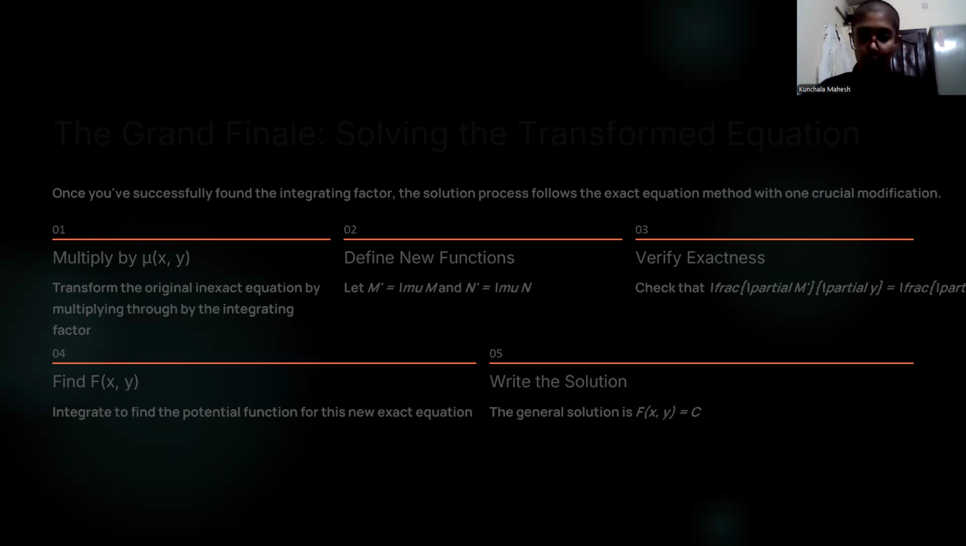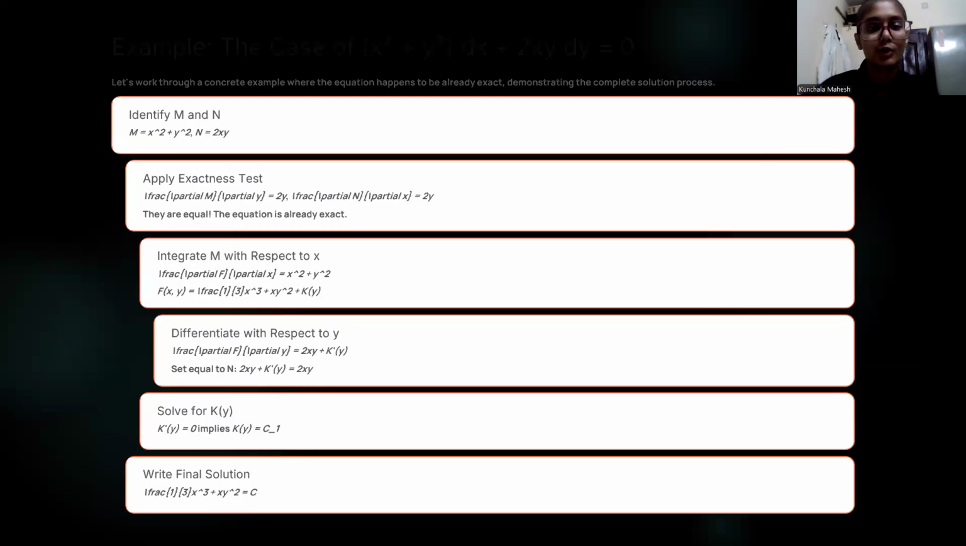You know how to verify exactness, which is ∂M̃/∂y equals ∂Ñ/∂x. Then you have to find f(x,y): integrate to find the potential function for this new exact equation. And then you have to write the solution. The general solution is f(x,y) = c. So there are 5 steps: multiply by μ(x,y), define new functions, verify exactness, find f(x,y), and write the solution. So let's work through a concrete example where the equation happens to be already exact.